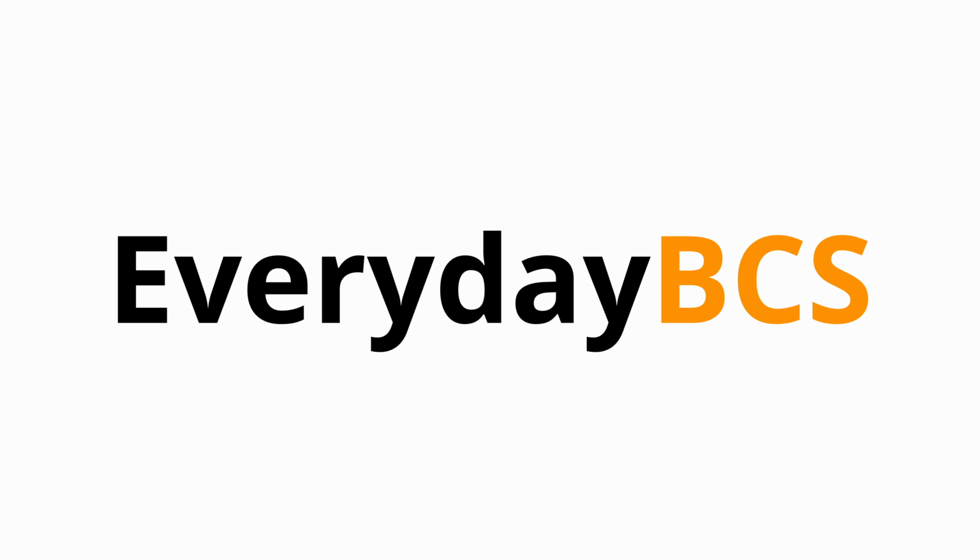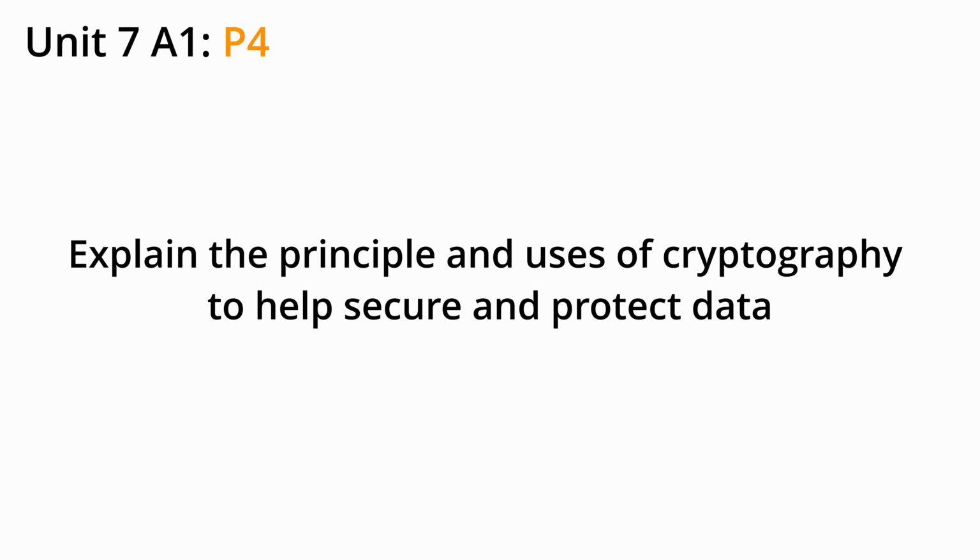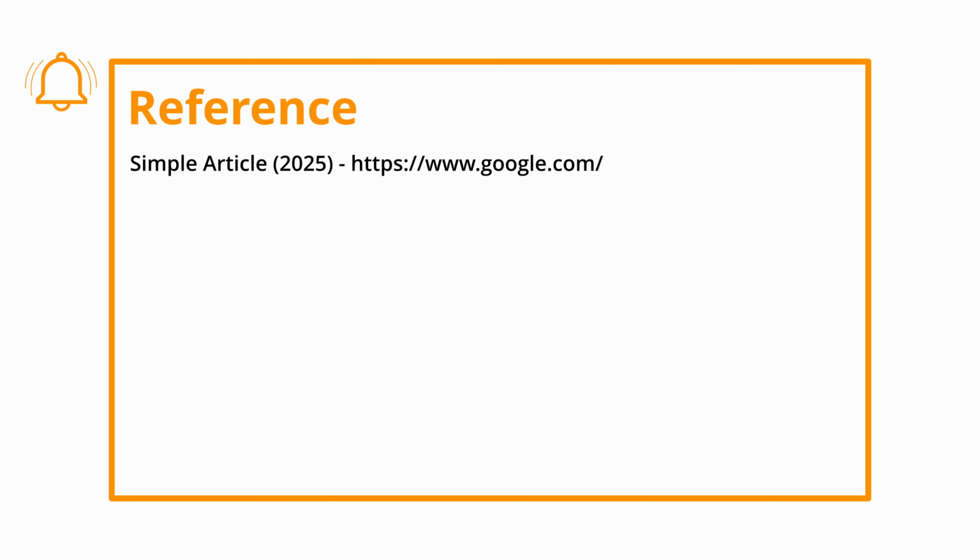This is Everyday BCS, and today I'll be going through P4 for Unit 7, Assignment 1, which is to explain the principle and uses of cryptography to help secure and protect data. Small reminder, when writing each criteria, remember to reference any material you use following our guidelines above. The quality of your work matters more than the quantity.